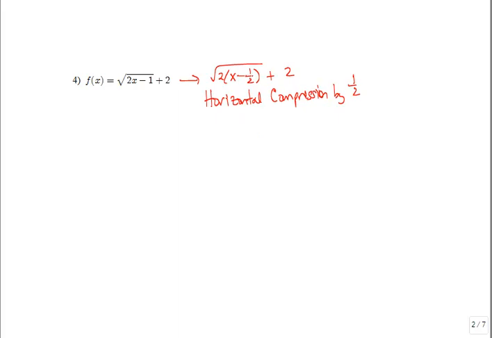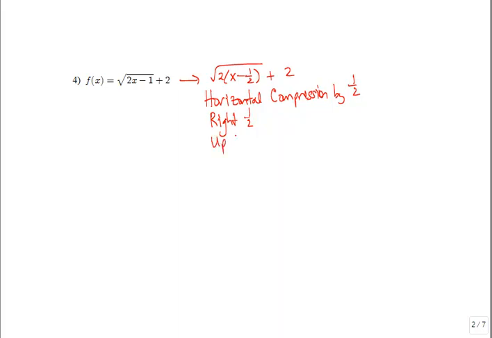What does the -1/2 inside the parentheses do? Because it's next to that x under that radical, that's a horizontal shift, and because it's minus, we're actually going to go right 1/2. And then what does the +2 on the end do?